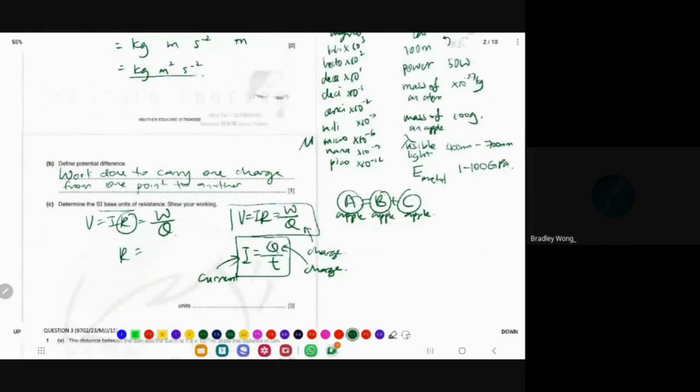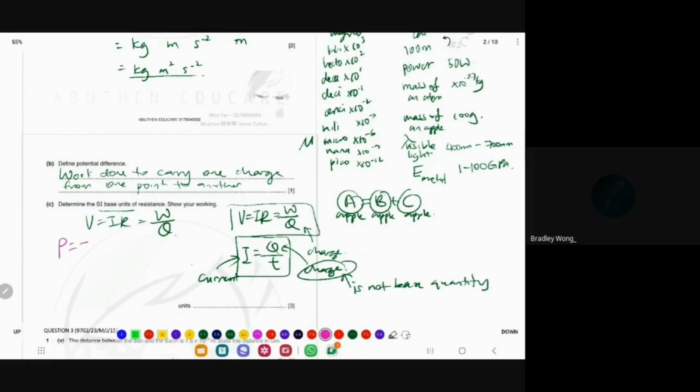So can I cancel the Q here? I cannot use this formula. I have to use another one. You know why? Because I can't cancel my Q. Q is not a base unit, it's not a base quantity. So we can't use this, because Q you can't cancel it. So use another formula then. Use power.